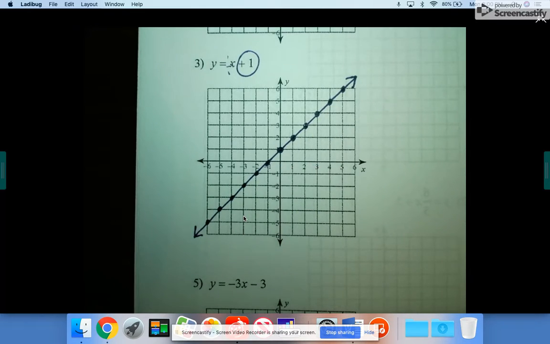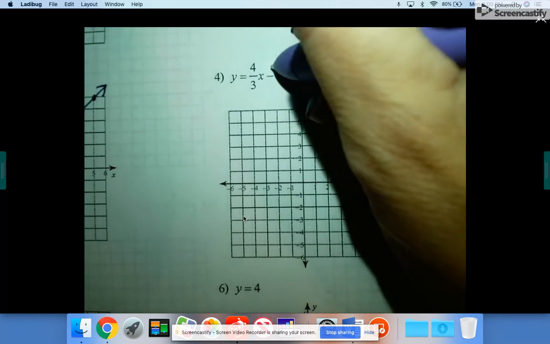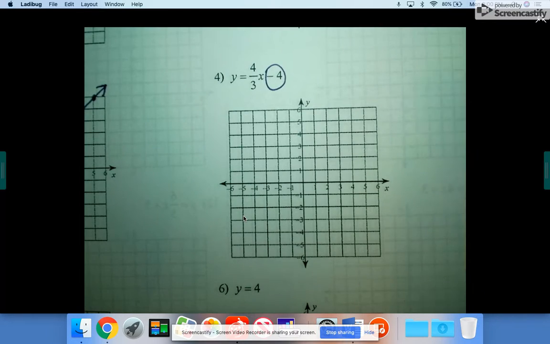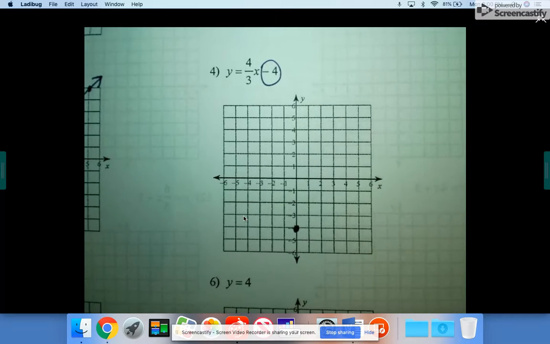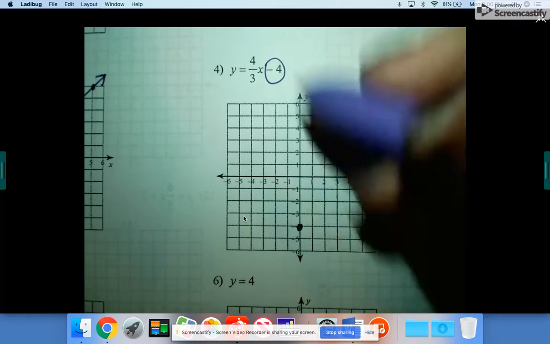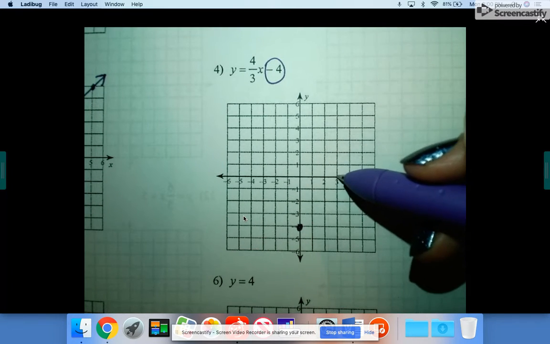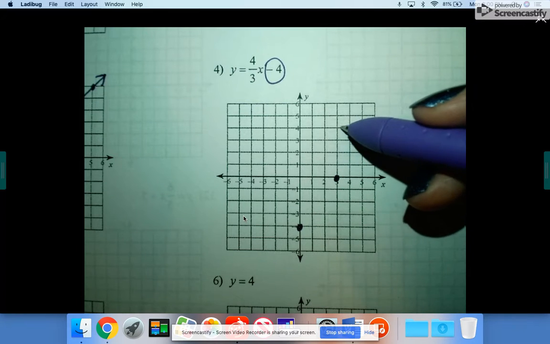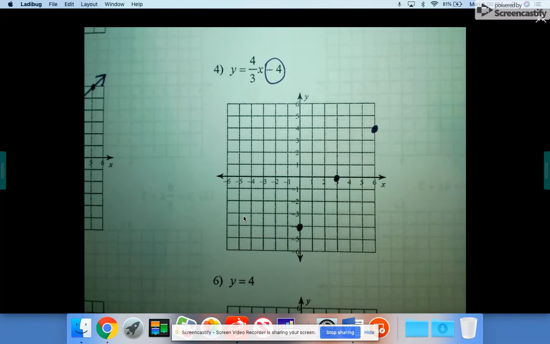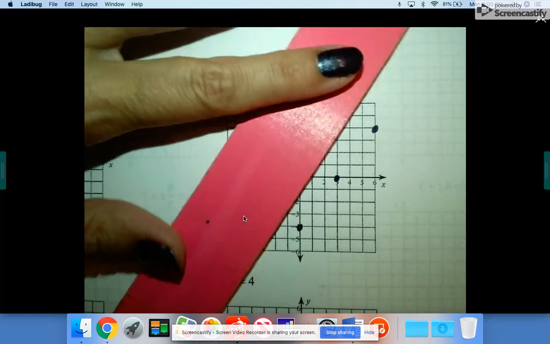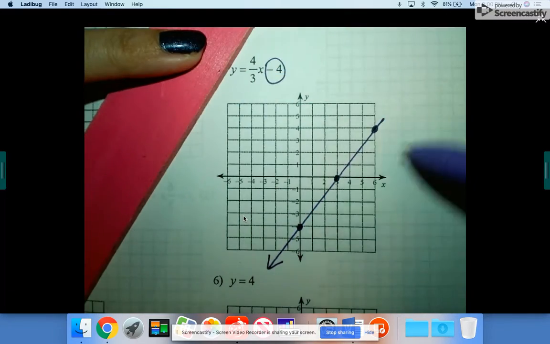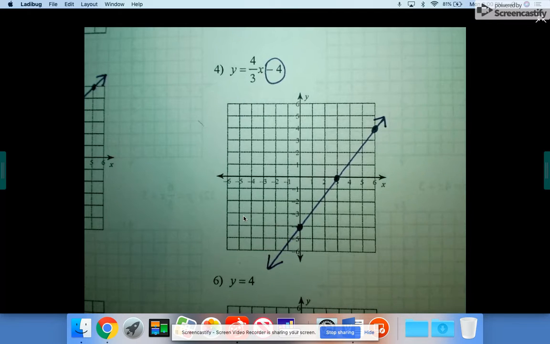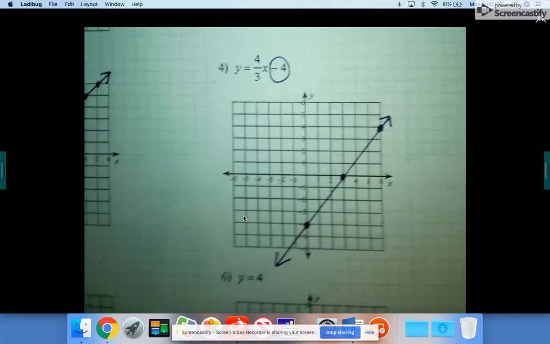All right, number 4. First dot goes on the y-intercept, which is -4. So go down 4 and put your first dot. The slope is +4/3, so you're going to go up 4/3, up 4/3. And I think that's all you can fit on this graph. Okay, looks like that.